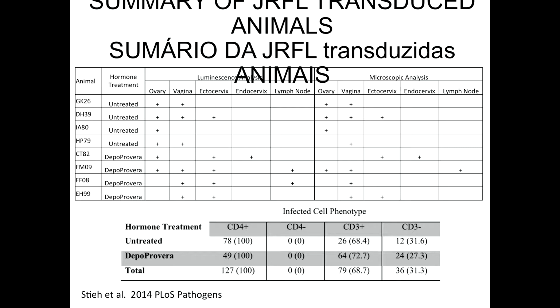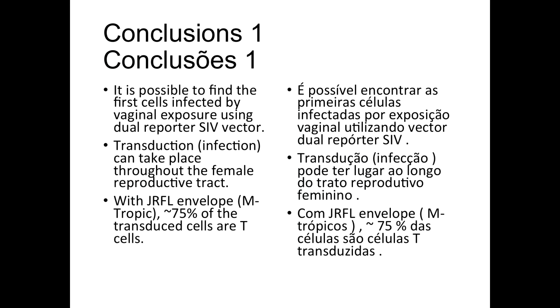All of the cells were CD4 positive. That's good because HIV needs CD4 to infect them. And about 70% of the cells were T cells, even though this JRFL envelope has a very broad tropism and is known to be able to efficiently infect macrophages, for instance. So the conclusions here are that it's possible to find the first cells that are infected with this dual reporter vector, that these transductions can happen throughout the entire reproductive tract, and that with the JRFL macrophage tropic envelope, still about 70-75% of the cells are T cells.